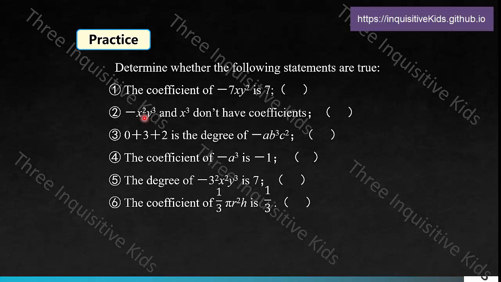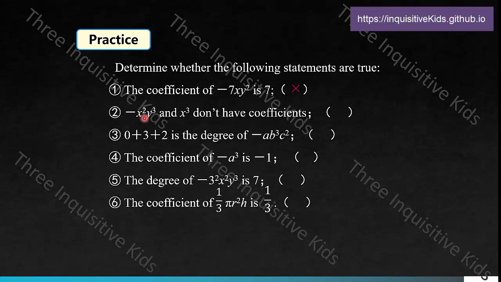Alright, so the first statement is: the coefficient of negative 7xy squared is 7. Is that true? No, because the coefficient of negative 7xy squared is negative 7, not just 7. It's not just the number part. You always have to look at the sign too, and that's negative 7.